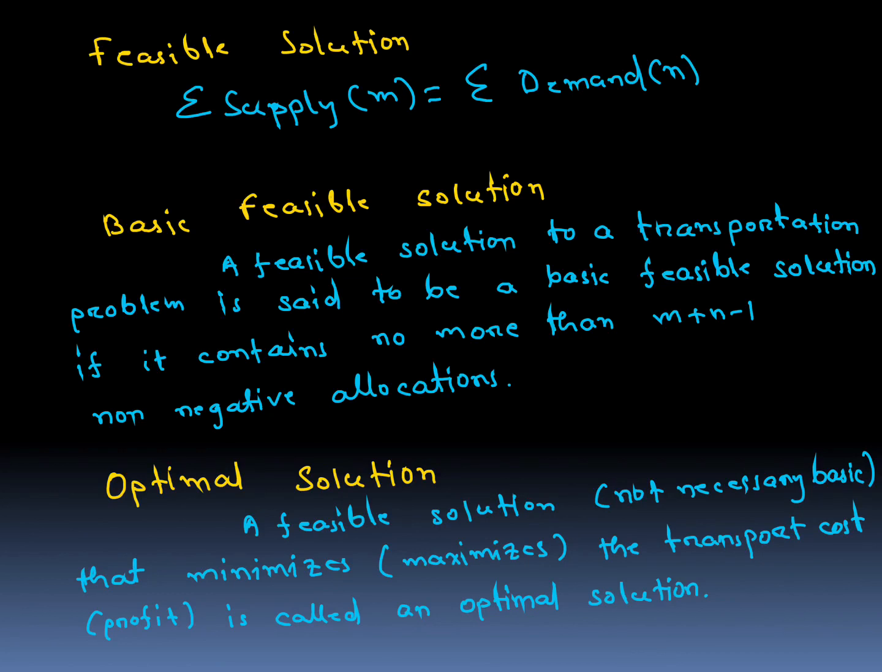And a basic feasible solution, sometimes they write it like this also, BFS. A feasible solution to a transportation problem is said to be a basic feasible solution if it contains no more than m plus n minus 1 non-negative allocations. M is your supply, n is your demand, minus 1 non-negative allocations. And an optimal solution: a feasible solution, not necessarily basic, that minimizes or maximizes the transport cost or profit is called an optimal solution.